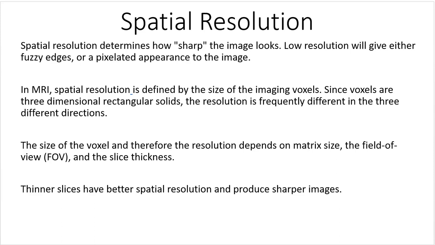The size of the voxel, and therefore the resolution, depends on the matrix size, the field of view, and the slice thickness. Thinner slices have better spatial resolution and produce sharper images.